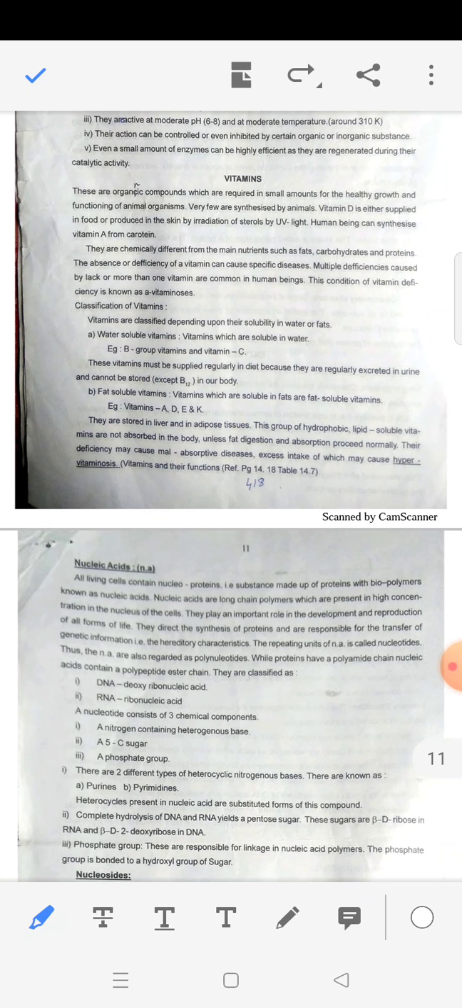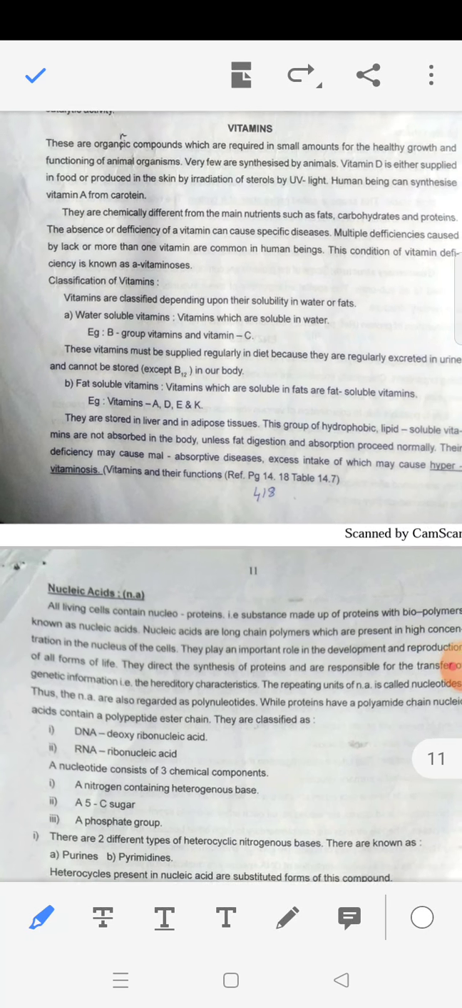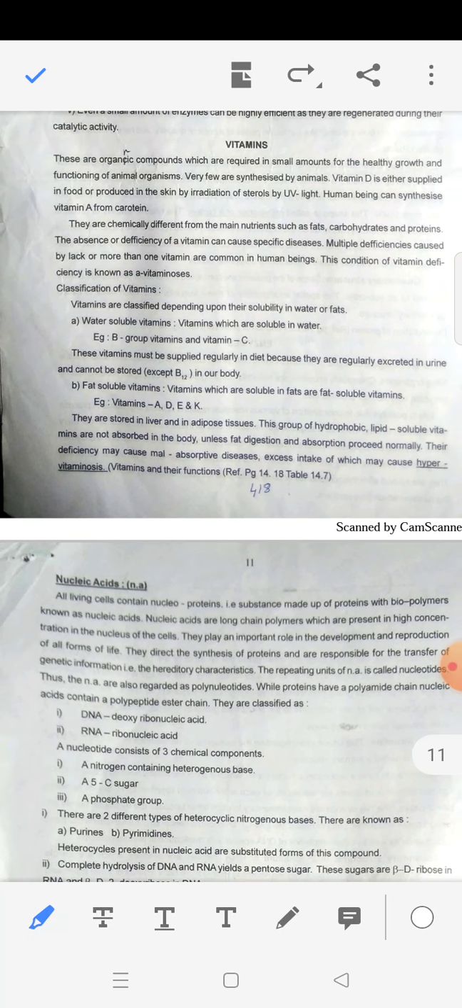Even when you go to wedding parties, you will see in the salad section that lemon and such things are kept. Now, vitamin C being water soluble, it is excreted out from your body from time to time, and that is why it is very important to incorporate it in your diet regularly. It's not that I take it one day and forget it for the rest of the days. And in COVID time also, it was so strongly suggested that you should take vitamin C regularly. These vitamins must be supplied in the diet because they are regularly excreted in urine and cannot be stored in our body, except vitamin B12.